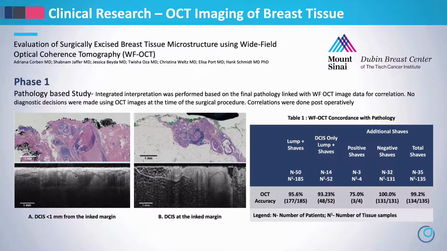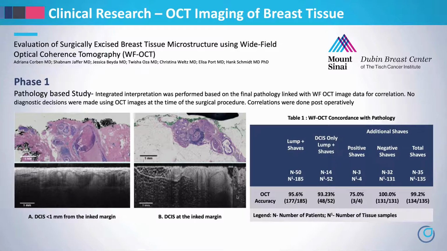In this first figure, you can see H&E sections on the top compared to corresponding OCT data on the bottom. The specimens were carefully marked so we could accomplish these correlations. Here you can see DCIS very close to the inked margin, and this is reflected in the OCT data. It was read as less than 1 millimeter, or close margin, for DCIS. In this part of the figure, you can see DCIS right at the inked margin, and this is also reflected in the OCT data below.